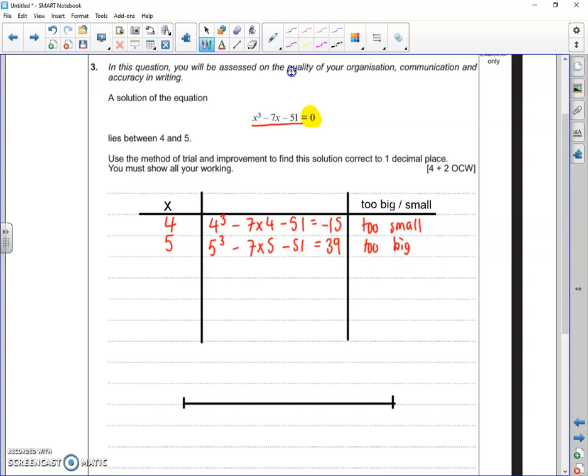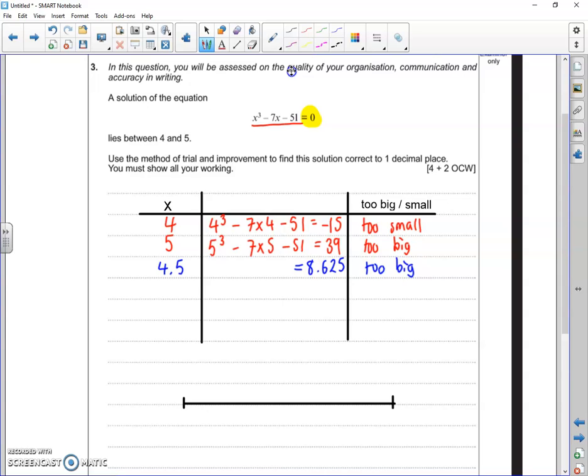Where do you go next? Halfway. So 4.5 next. If you put 4.5 into your calculator, you should get 8.625. We're aiming for 0, remember. So that's too big.